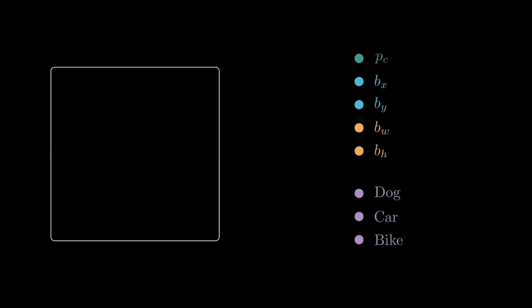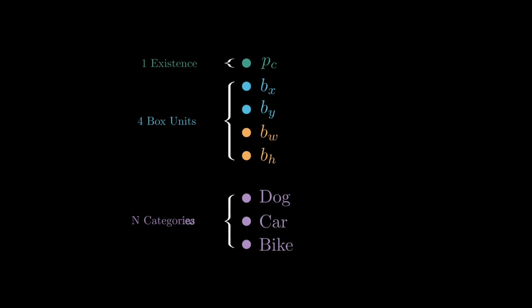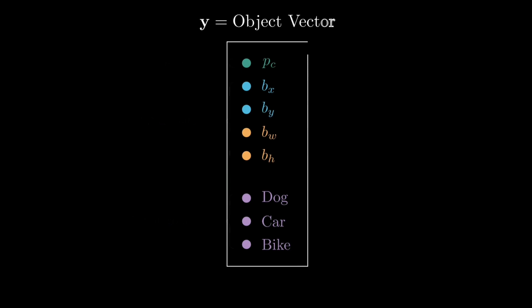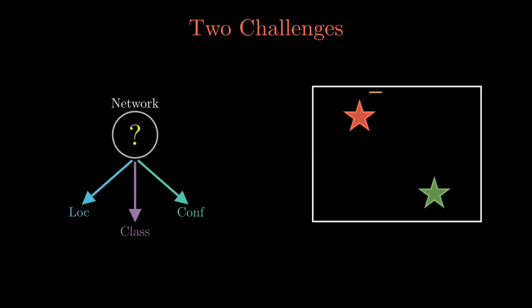Now, pause for a moment. And count what the model is producing. 1 number for existence. 4 numbers for position and size. And a collection of numbers describing the object's identity. Altogether, this forms a compact description of a single detected object. At this stage, two problems immediately appear. First, how do we train one network to learn all of these predictions at the same time? And second, what happens when there isn't just one object in the image?